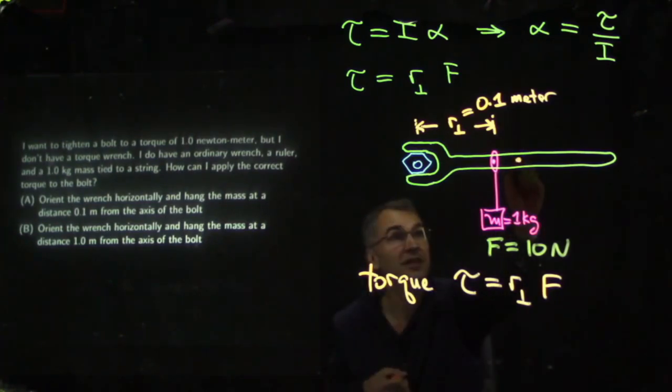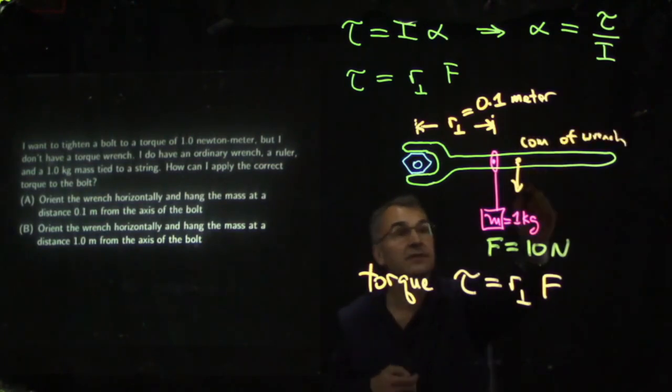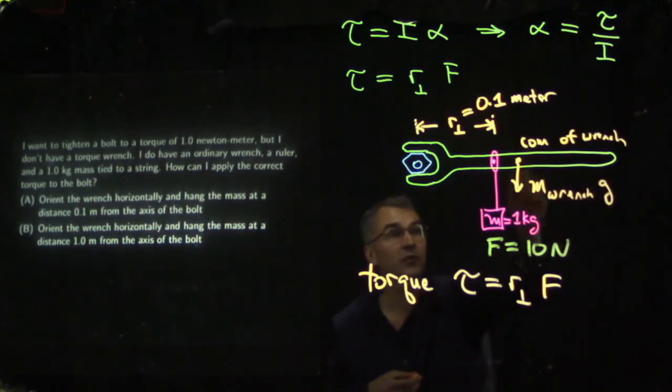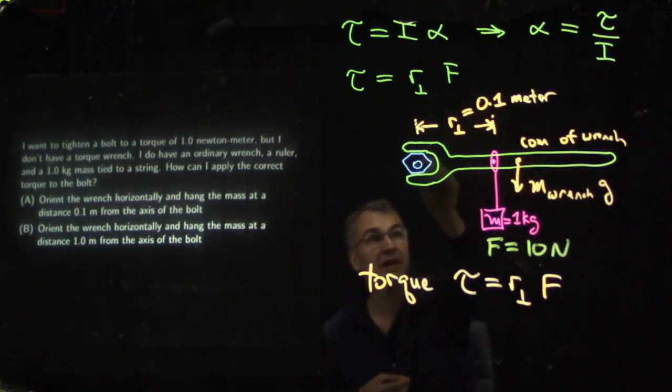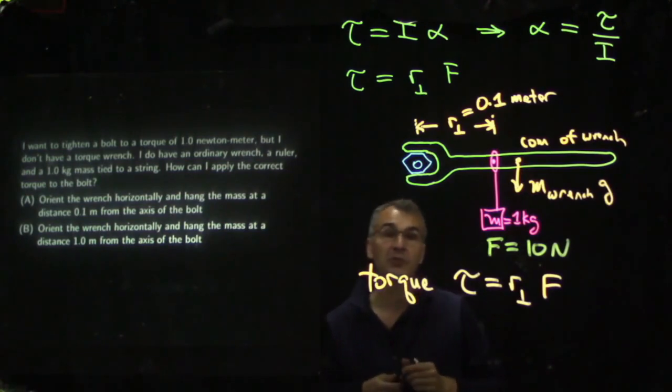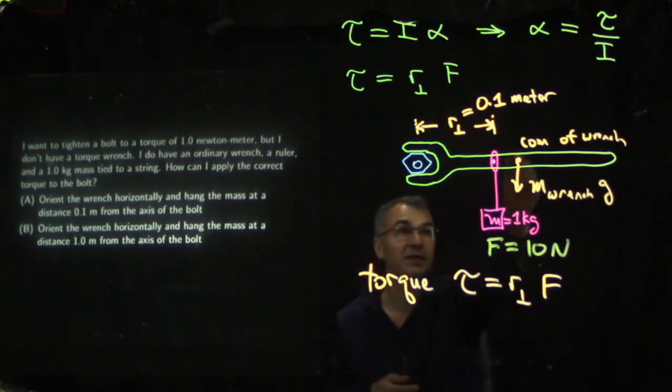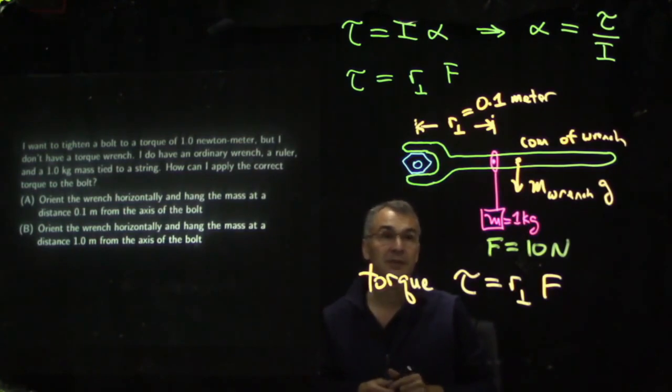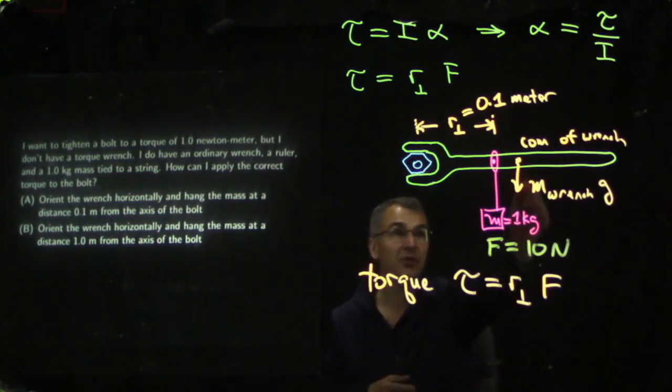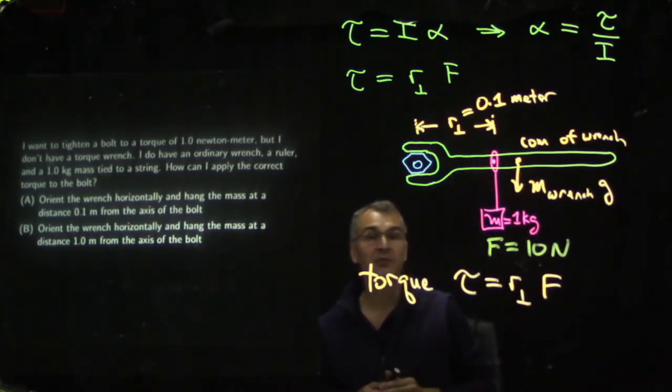If we take the center of mass of the wrench, then there's an additional torque, which is the mass of the wrench times g is the force, and then there's the distance from the bolt axle to the center of mass of the wrench. So I suppose in the original question statement, I was assuming that this additional torque due to the weight of the wrench times the lever arm from the center of the bolt to the center of mass of the wrench was negligible, but it may not be. So if it is, then I suppose you would move the point of application of this additional mass in so that the sum of those two torques is the desired torque.